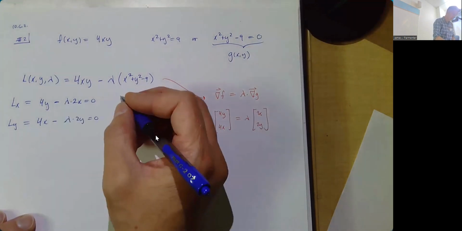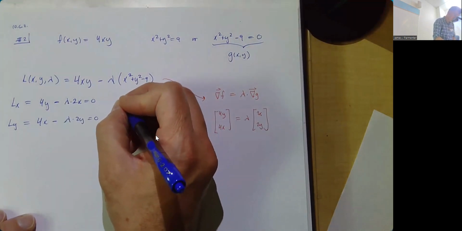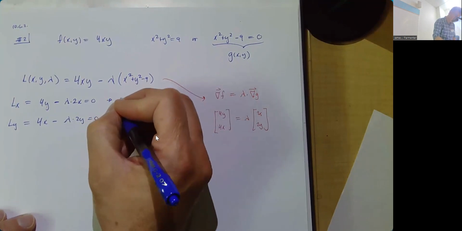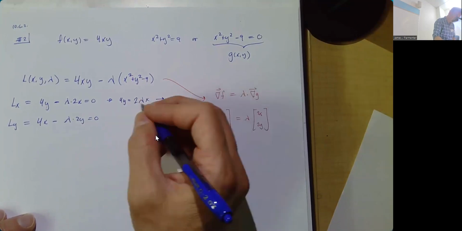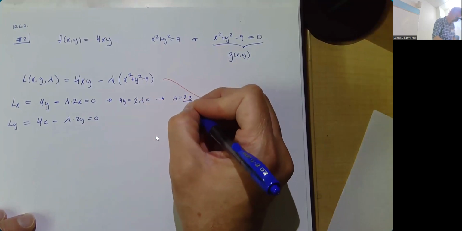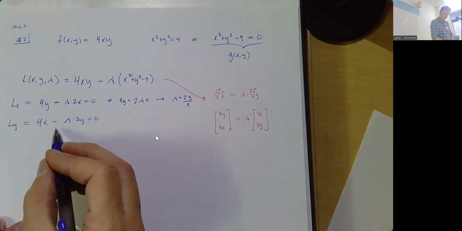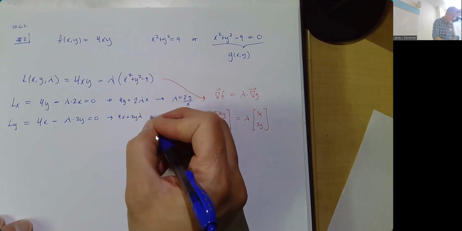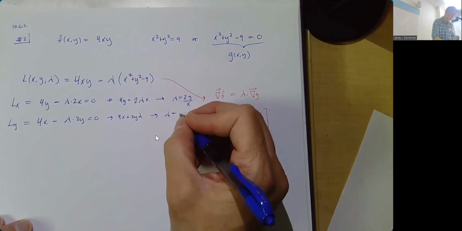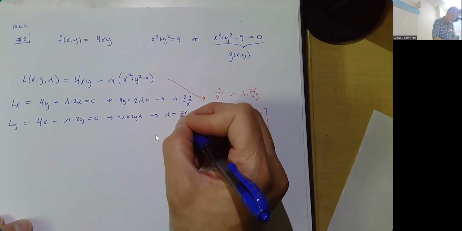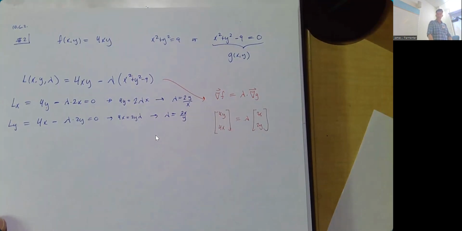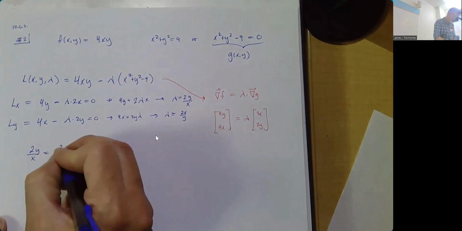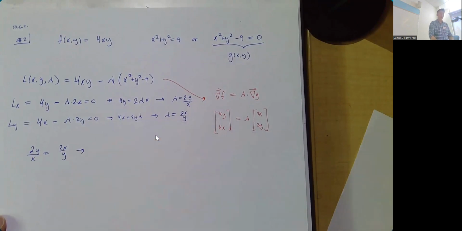Sure. So solving for lambda, I get 4y equal to 2 lambda x, which gives me lambda equal to 4y over 2x, which is 2y over x. And over here, same deal. I get 4x equal to 2y lambda, so lambda equals 4x divided by 2y, which is just 2x divided by y. Then I set these equal to each other. So I've got 2y over x equal to 2x over y. Cross multiplication is the way to go here.